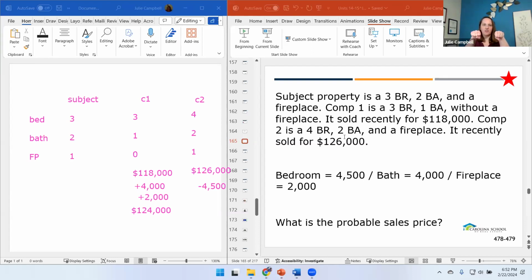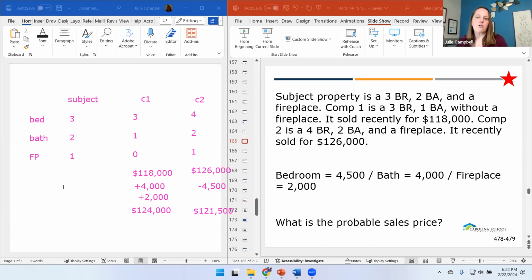The subject property has 2 baths. Comp 2 has 2 baths. Do we have to make any adjustments? Subject has 1 fireplace. Comp 2 has 1 fireplace. Do we need to make any adjustments? So we're good, right? Just that one adjustment. So the buyer bought this property for $126,000. We adjust for the fact that the comp has an extra bedroom. And once we make that adjustment, we get an adjusted value of comp 2 of $121,500.